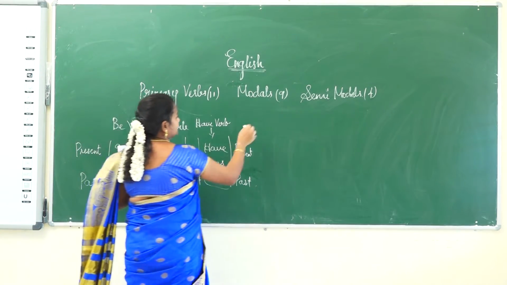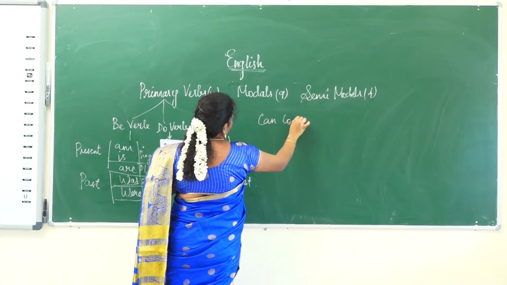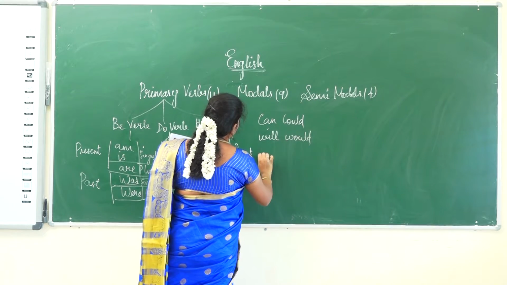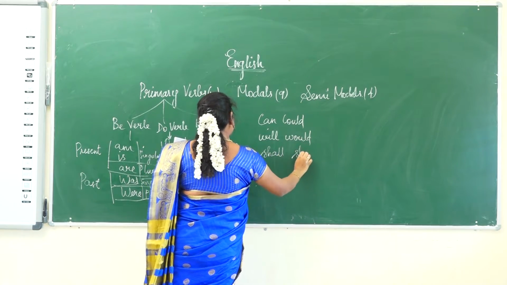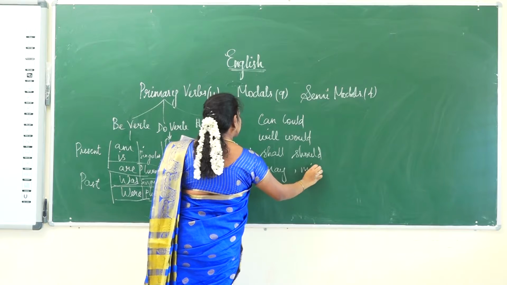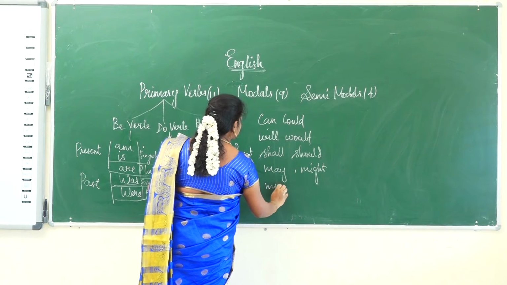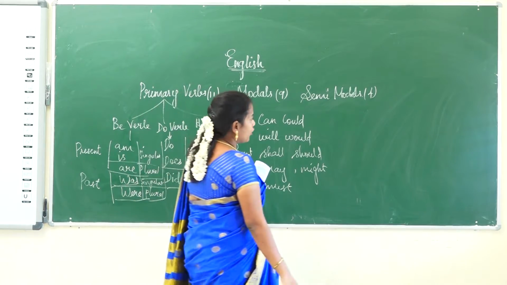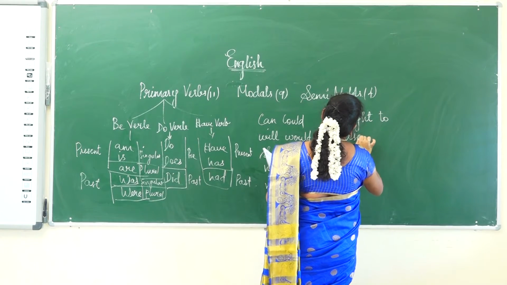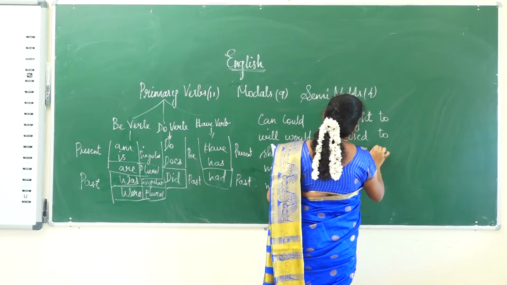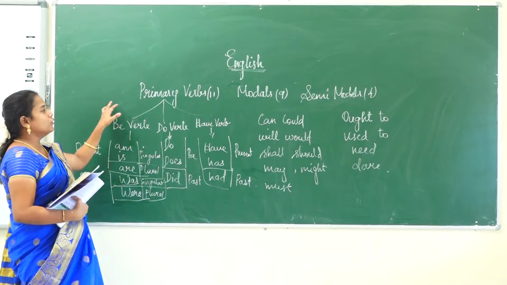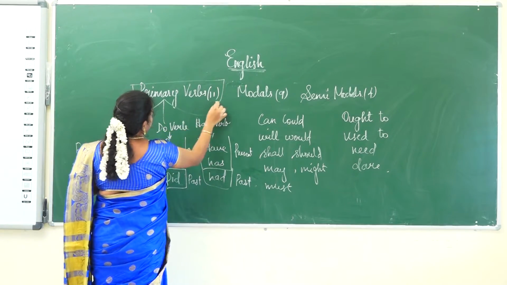Then modals: can, could, will, would, shall, should, may, might, must. Semi-modals, they are 4 in number: ought to, used to, need, and dare. So, these auxiliary verbs are divided into 3: primary verbs, modals, semi-modals.